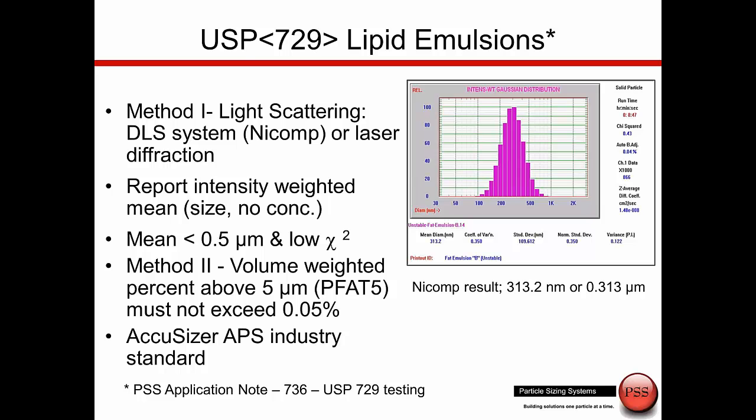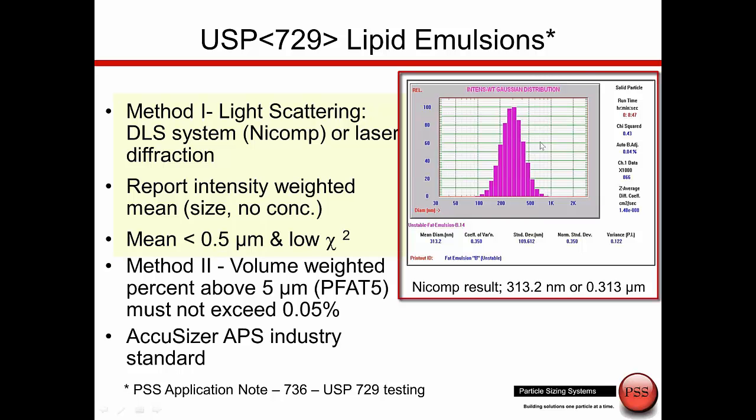system. And there's actually a USP test. This is a test written in the pharmaceutical industry that says for these lipid emulsions, which are used to add nutrients to patients in hospitals, the USP 729 test says use 2 techniques to measure the size. Use dynamic light scattering, such as a Nicomp, to measure the mean size. And the mean size to pass this test must be below 0.5 microns or 500 nanometers.